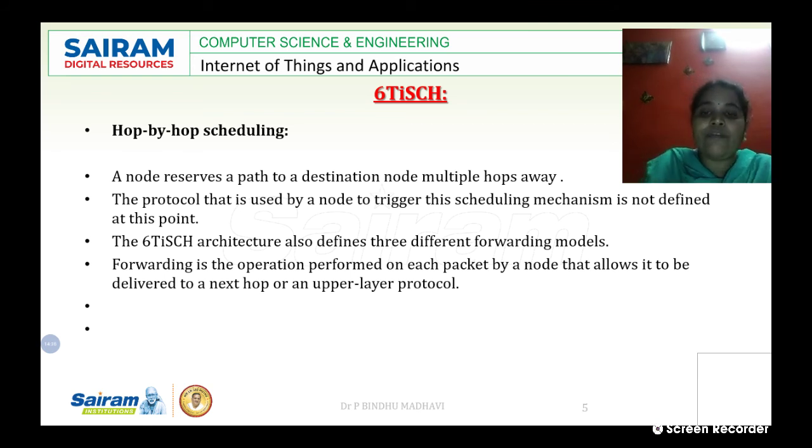It is just like reserving a path from the source node to the destination node over a multiple-hop distance. Every time, the protocol which we are using enables the triggering process, which here is the scheduling mechanism. Node to node triggering will happen, and it will enable the scheduling process for the communication. There are three different forwarding techniques I mentioned. Forwarding is nothing but the output of one node on each packet being given as an input for the next hop or the next node. So let us see these three different forwarding models.